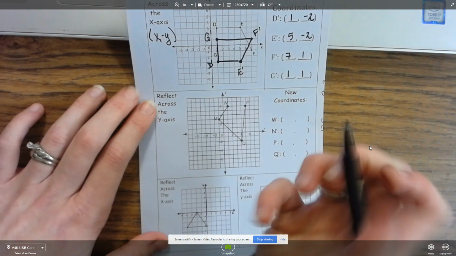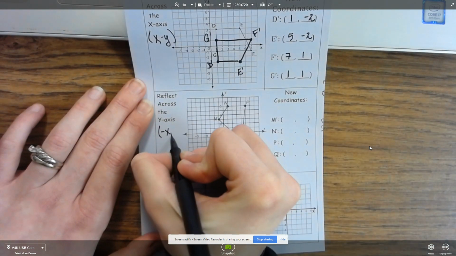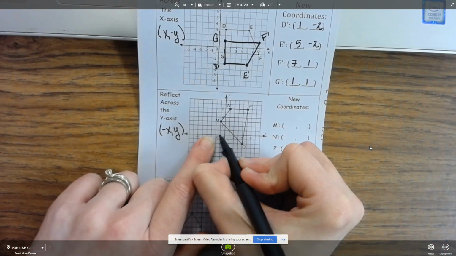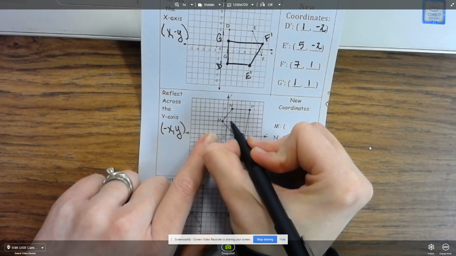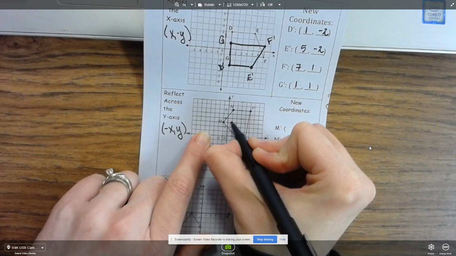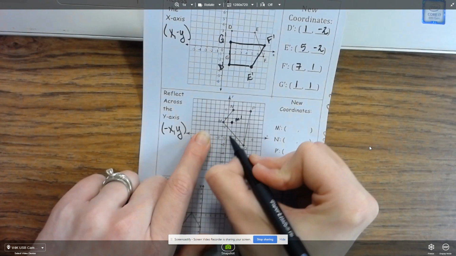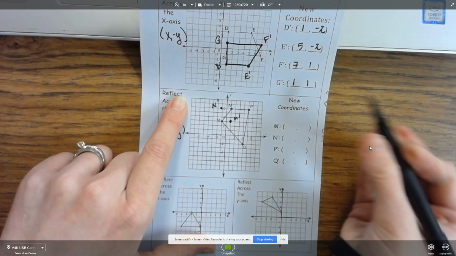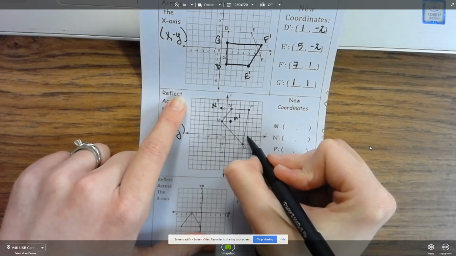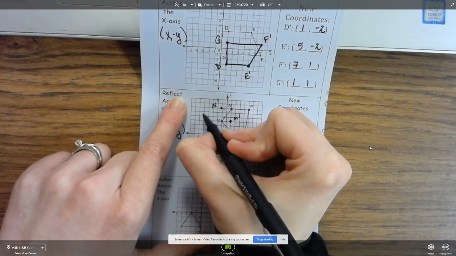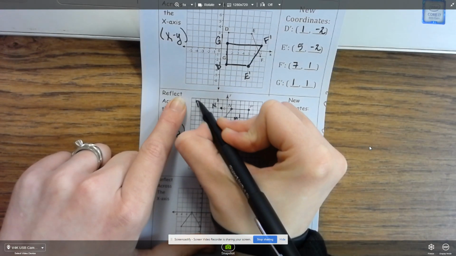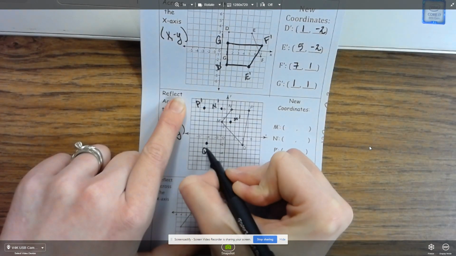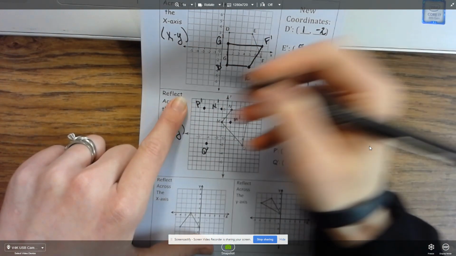All right, so now we're going across the Y. So we're going to change the sign of the X. So here we're at a -1, so it would go to +1. N is at +1, so it would go to -1. P is at 5, so it would go to -5. And then Q is at 4, so it would go to -4.